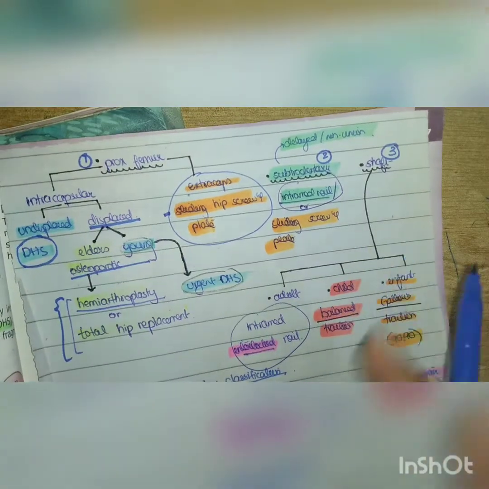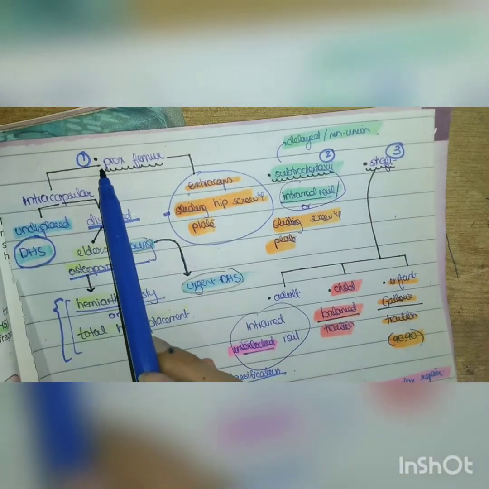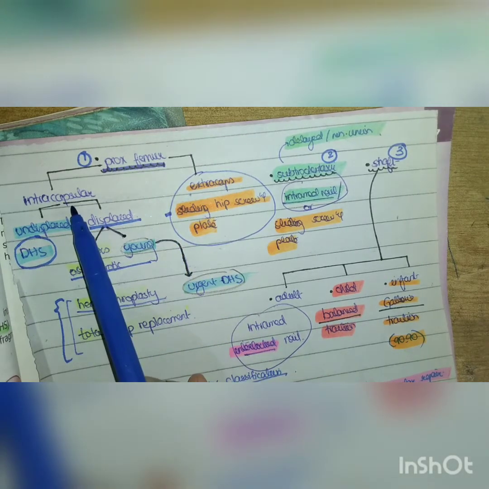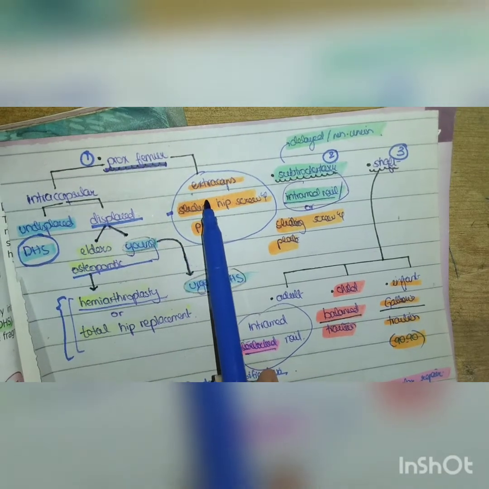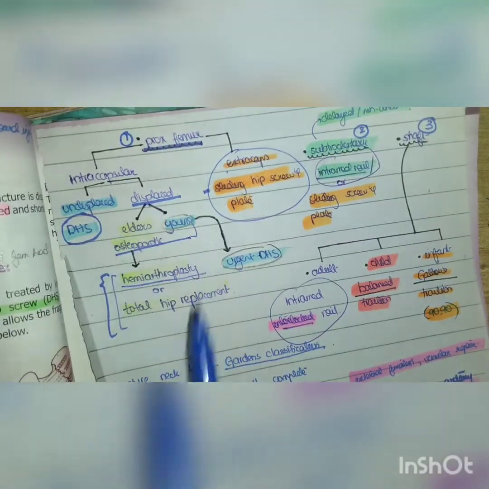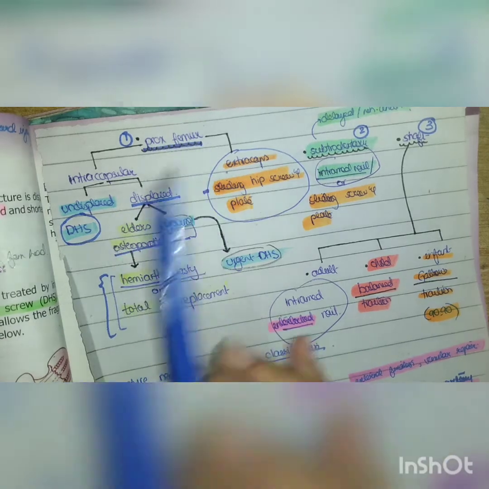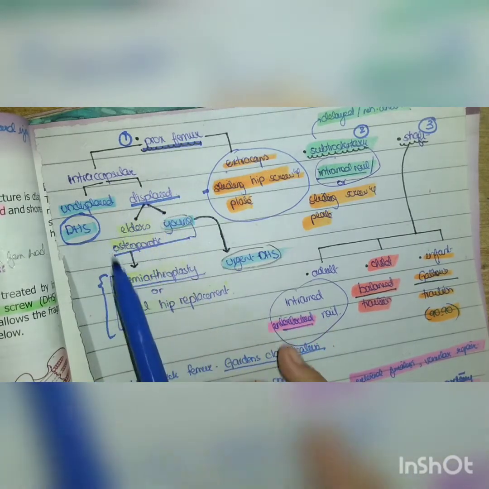Okay, summary of the fractures of femur. First of all, let's look at the proximal femur fractures. Now, in proximal femur, we divide it into intracapsular fractures or extracapsular fractures. Now, if the fracture is intracapsular, then we see whether it is displaced or not. If it is not displaced, we simply put a dynamic hip screw.